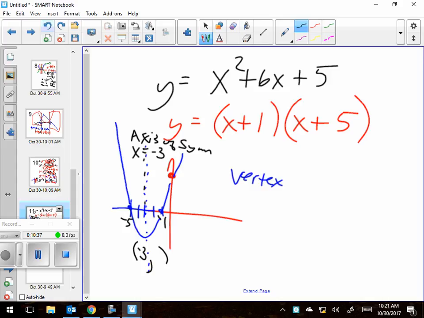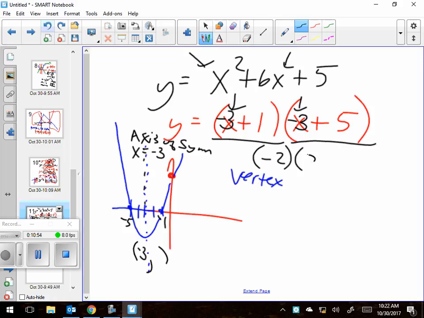Plug it in. Plug it in where? You can actually plug it in here, or you could plug it in here. It's easier for me once it's in factored form to stick it in there. -3 goes here, -3 goes here. That makes -2. That makes +2. That's something that's unusual. It always happens: you always get opposites, and then you multiply them. So final answer in that case, -4. -3, -4 is where the vertex was.